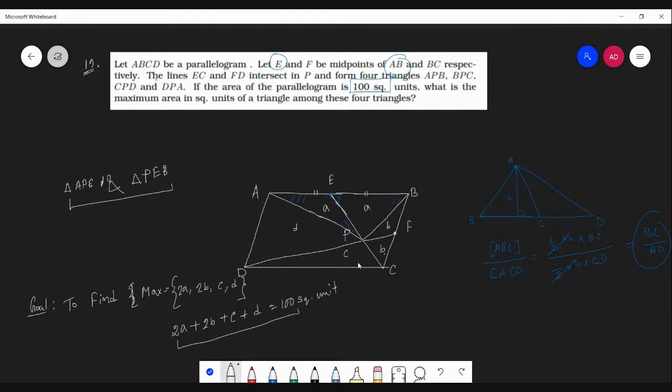So what to do here? I have to maximize this thing: A, B, C, D.